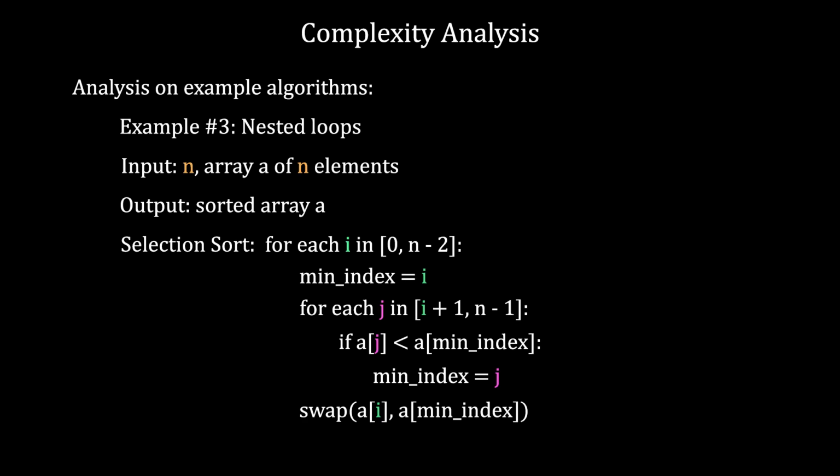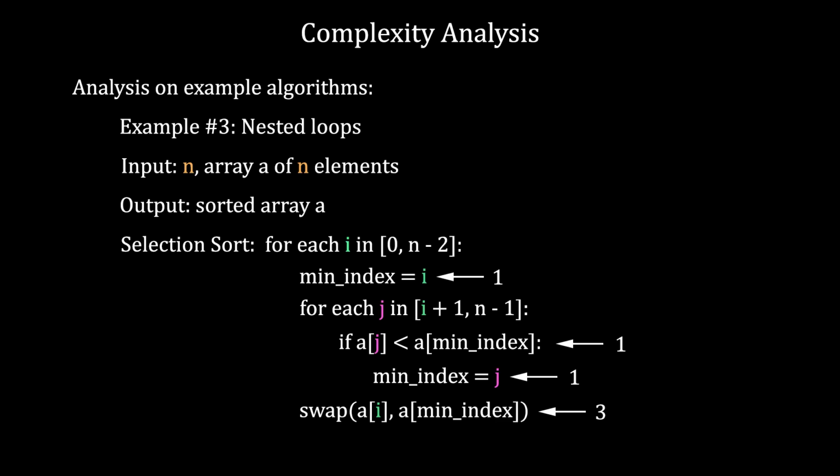After this, let's see what are the fundamental operations performed here. We have these 2 assigning operations, min index equals I and min index equals j. Then we have the comparison inside the if statement. Then we have the swap function, which actually performs 3 assignment operations inside it. Now, in order to count the total number of operations performed, we need to take the loops into account.